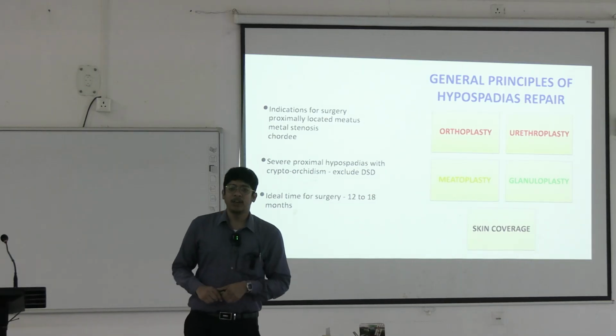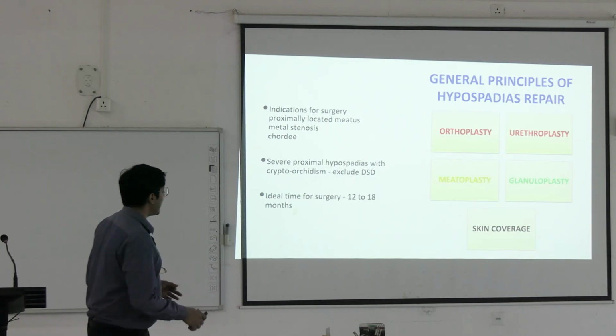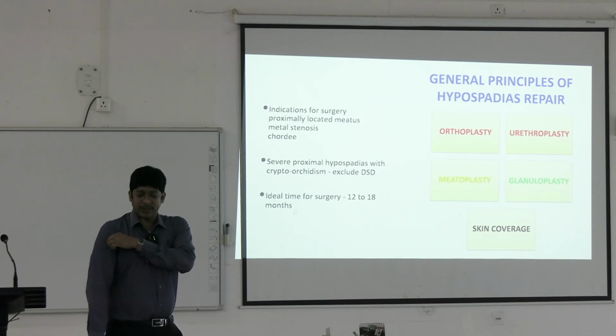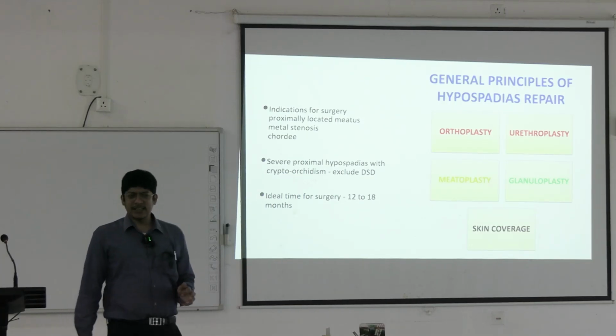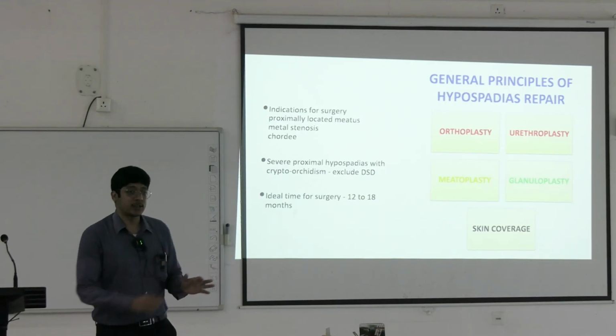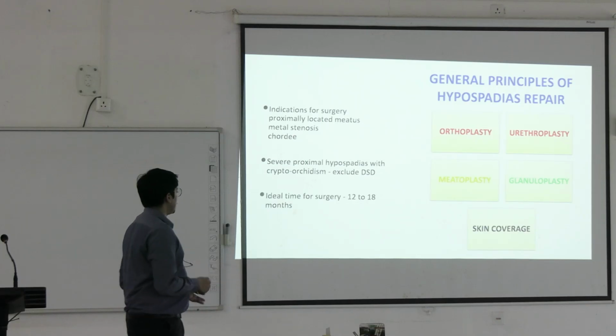One thing must be borne in mind, that a child born with a severe hypospadias associated with cryptorchidism, meaning absence of testis, should be evaluated for DSD. DSD, what is DSD? It is disorder of sexual development. So one has to evaluate the child for any associated DSD.